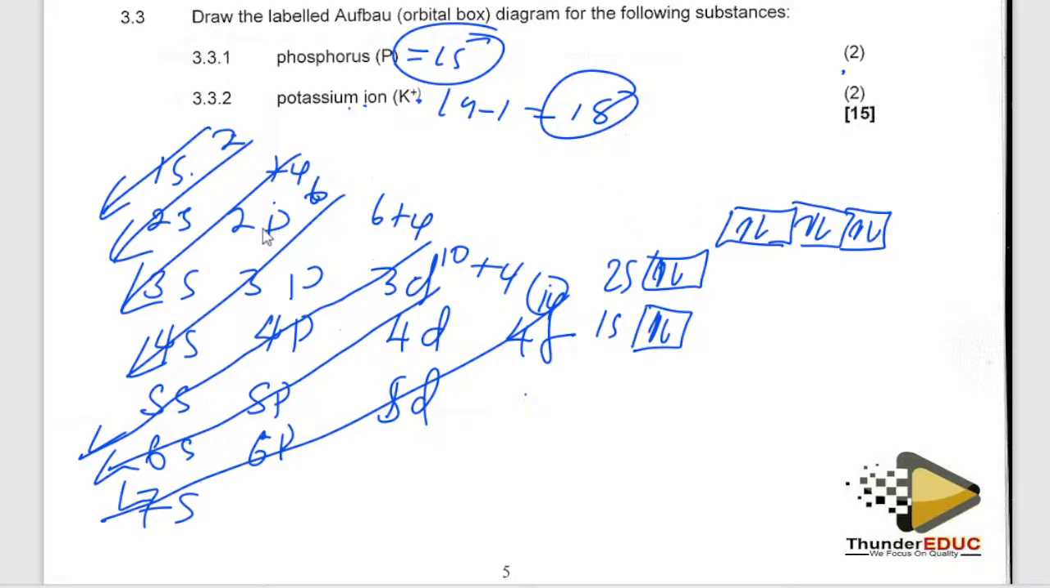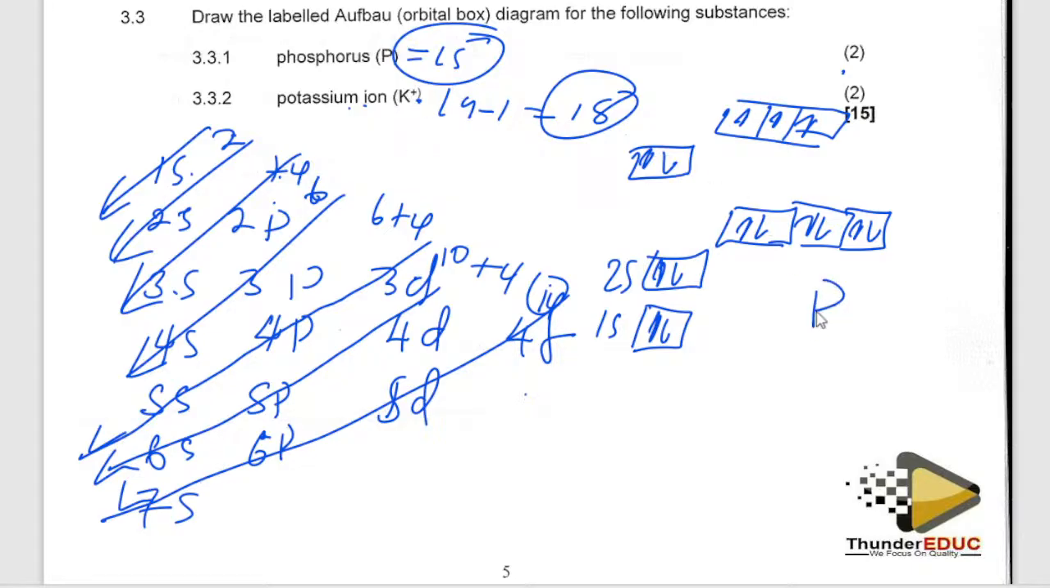Then I go to 3s. So 1, 2, 3, 4, 5, 6, 7, 8, 9, 10, 11, 12. Then I go to P. P is going to be 12, 13, 14, 15, like that. So that's what is supposed to be written. Simple. So this is for phosphorus.